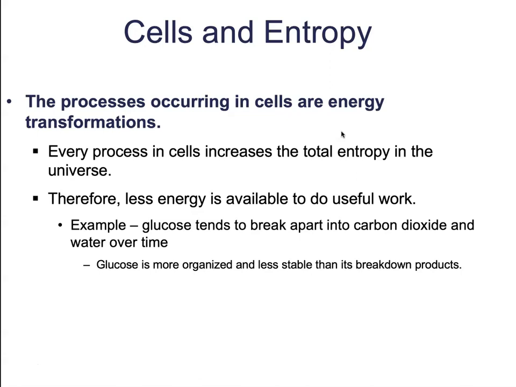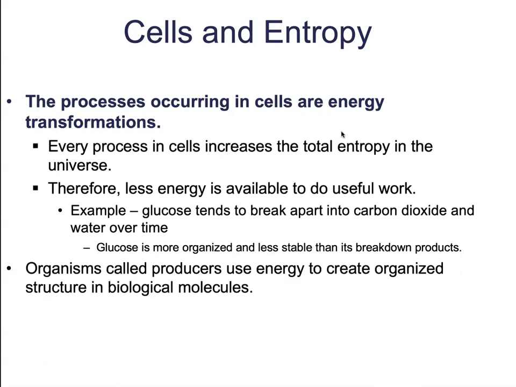So similarly, the input of energy from photosynthesis or the sun makes glucose from carbon dioxide and water. Glucose is more organized, it's less stable than its breakdown products, carbon dioxide and water. If, however, we have carbon dioxide and water and we add energy to the process, we can make glucose again. So if entropy or the disorganization is always increasing, how are plants able to turn carbon dioxide and water into glucose? It depends on energy from that external source.